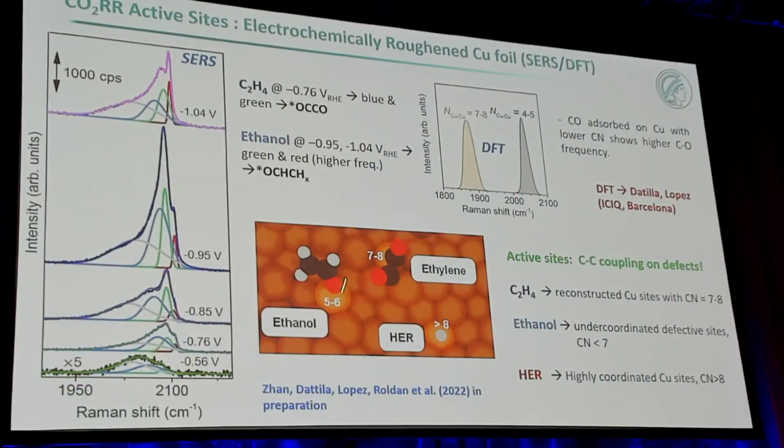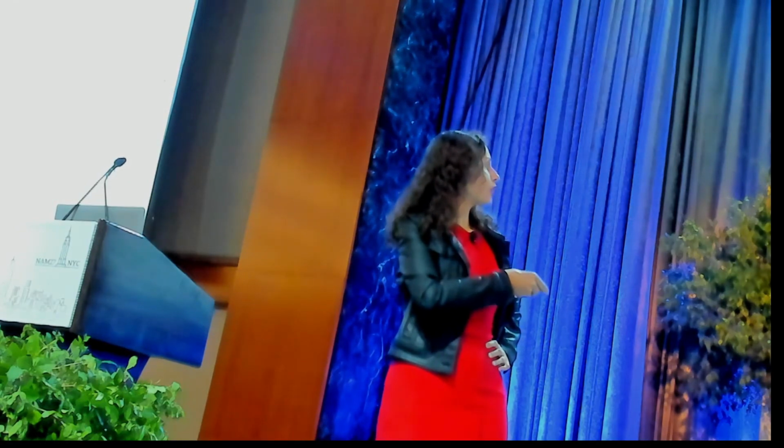Now, if I create defects in a way where I have different coordination, and this happens also when we are applying different potentials, you can see with Raman spectroscopy and comparing with theory that there are different intermediates and that there is the possibility of going from one pathway of ethylene formation or ethanol formation depending on the sites that you have on your surface.